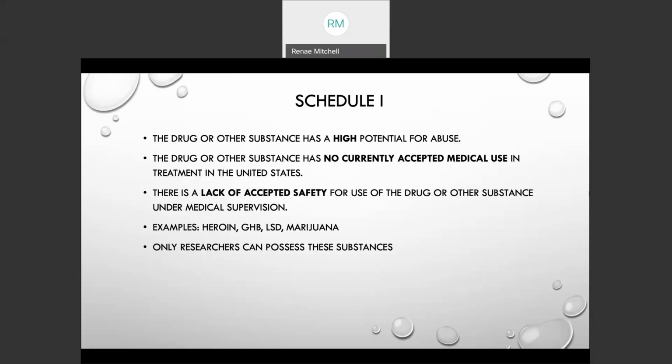At the federal level, marijuana is classified as a Schedule 1 drug, along with heroin and LSD and roofies. Schedule 1, like I said, is the most restricted, so it means that only researchers can possess these substances for research purposes. So they cannot just have these drugs on them all the time, but they can apply to get access to these drugs for research purposes.